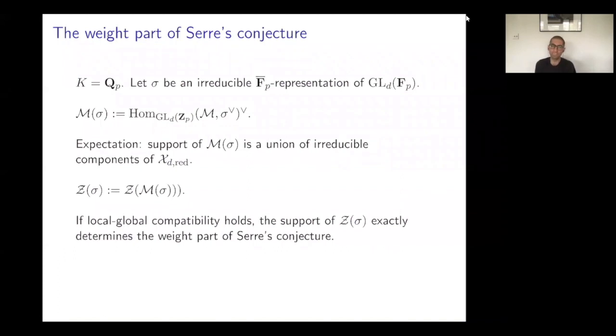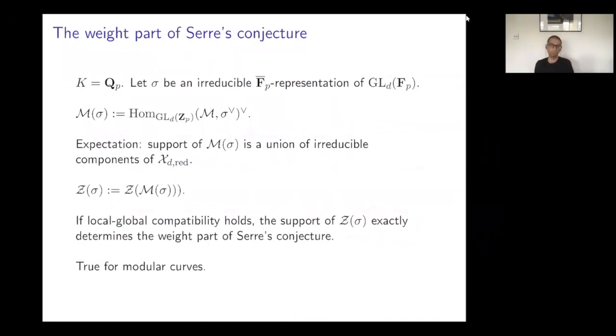Then by a completely formal argument, if the expected local-global compatibility that I was describing holds, that is, if when you pull back to global Galois representations you're compatible with completed cohomology, then it's a formal consequence that the irreducible components in the support of this Z of sigma exactly tell you the weight part of Serre's conjecture. In particular, in the setting of this work with Andrea and Matt, you can see that this is true for modular curves.